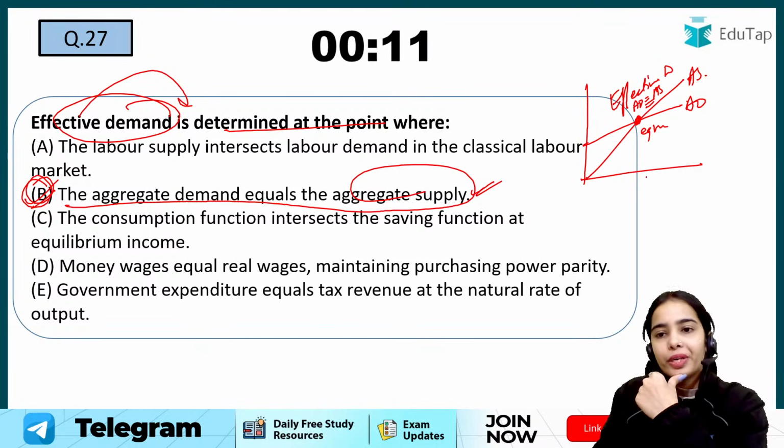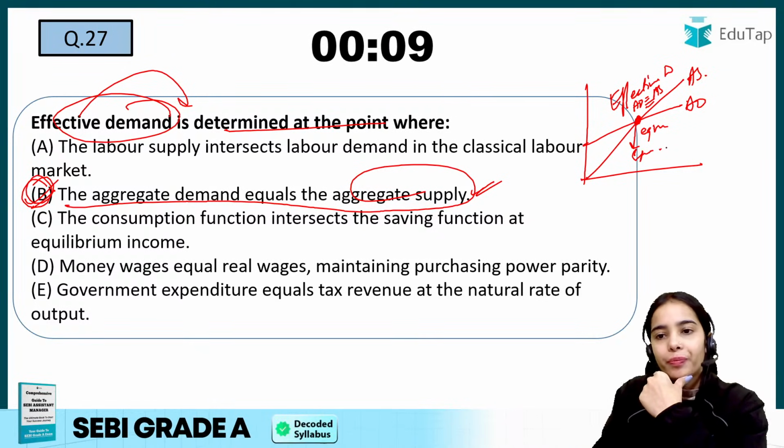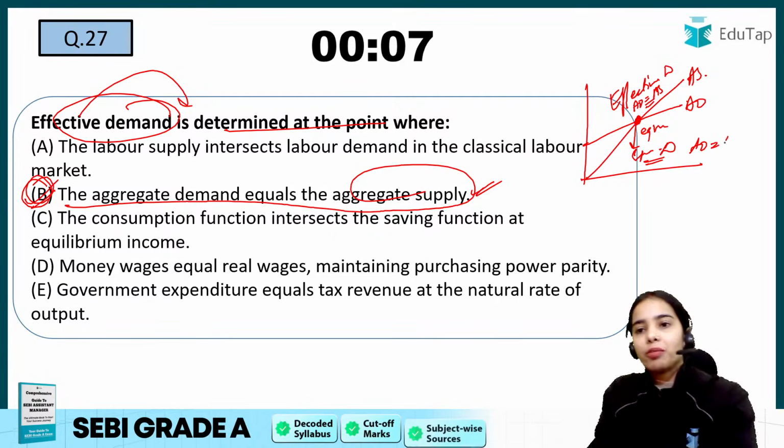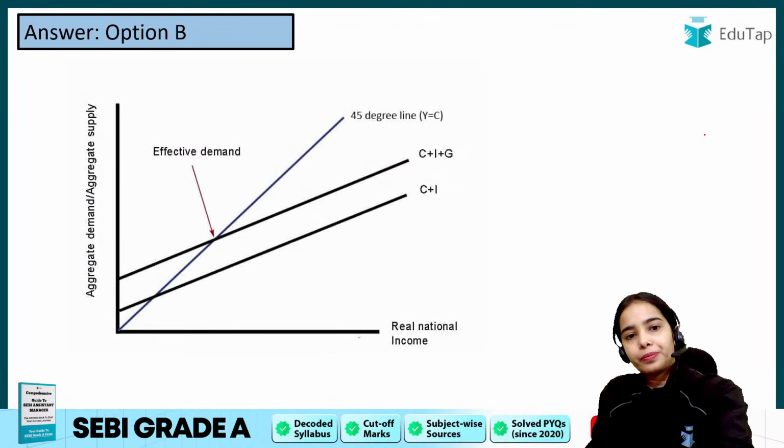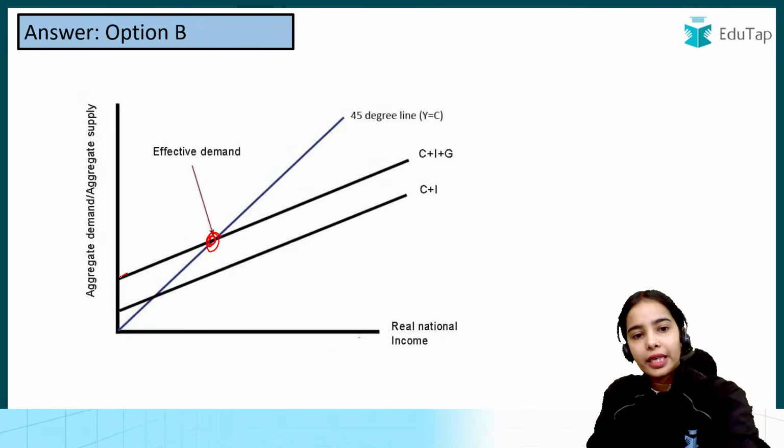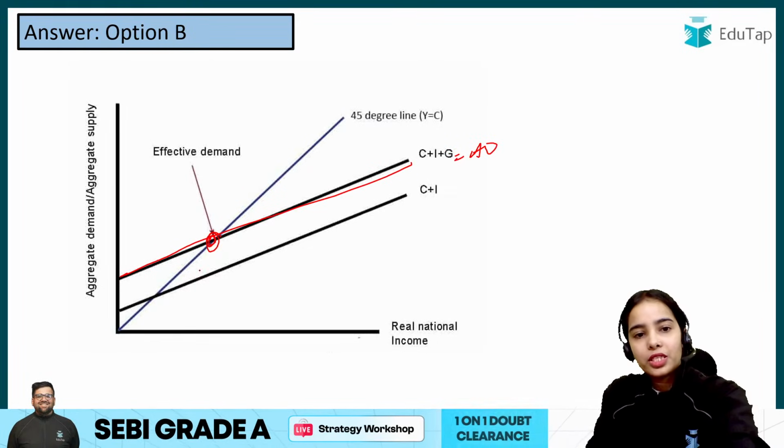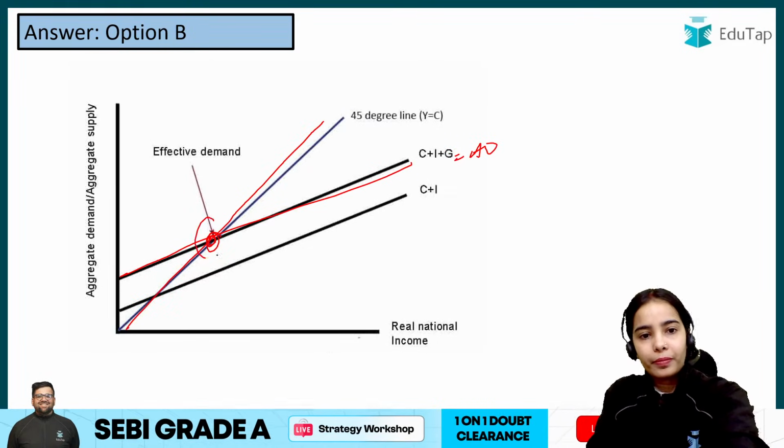Yes. The equilibrium point is where there is effective demand, where the aggregate demand is equal to aggregate supply. Here the aggregate demand is equal to aggregate supply.